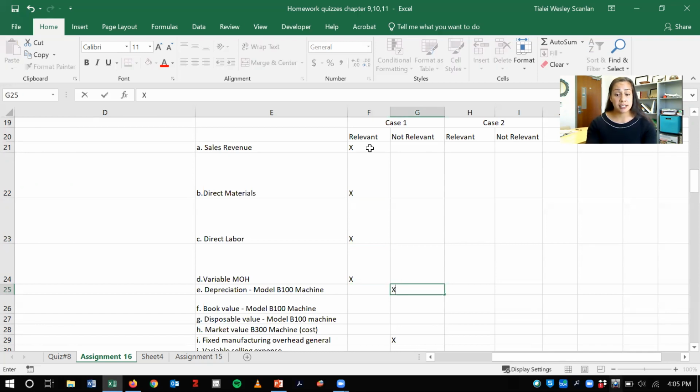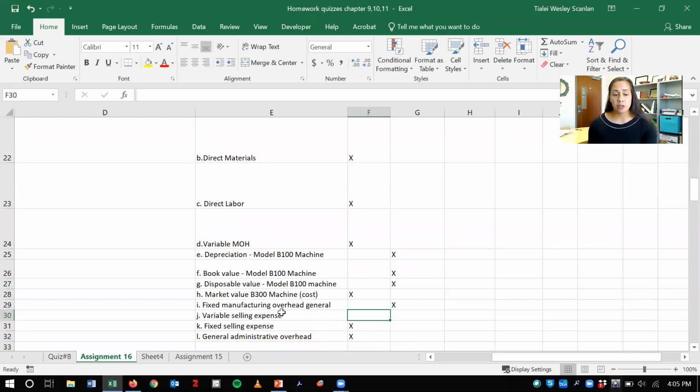Depreciation is sunk cost. You've already expensed that part, right? So systematic expensing of your asset over time. So that's not in play. We're not selling this machine. So that's not going to be relevant because we just want to buy the new machine. And then you want to buy the new machine. So that is relevant because that's going to cost you money.